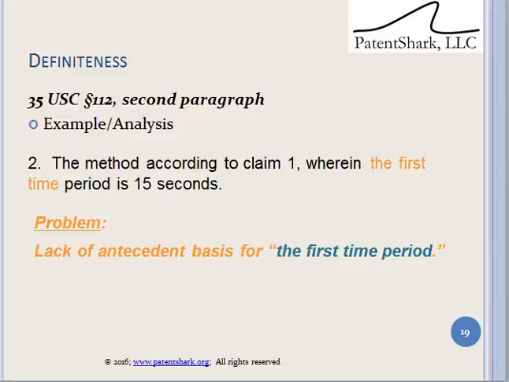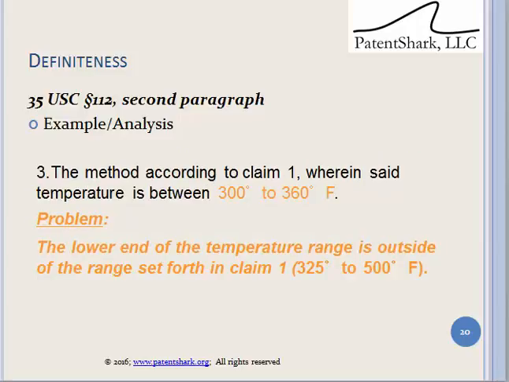Let's look at a third claim, a dependent claim. Let's say the third claim states the method according to claim 1, wherein said temperature is between 300 to 360 Fahrenheit. Well, there is an issue with this claim because in the first claim, the temperature range was defined as 325 to 500. And the lower end of the temperature range is outside of that range.